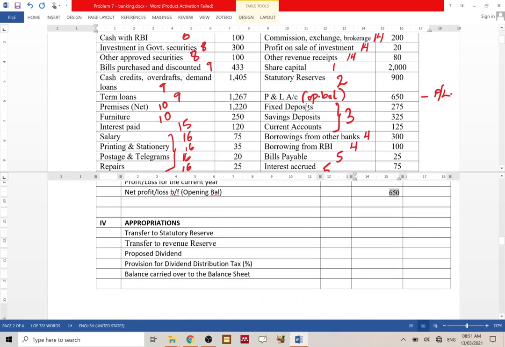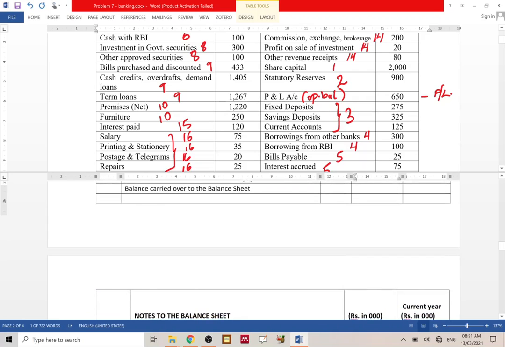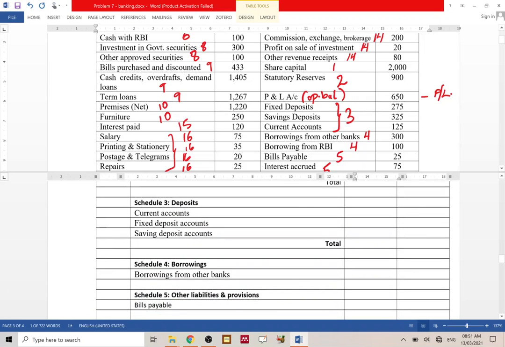Let's see where the fixed deposits come. This is schedule 3 under the balance sheet. We've already written all the amounts over here. If I could just shift this below. Yes, so just to follow this order, fixed deposits are 275.